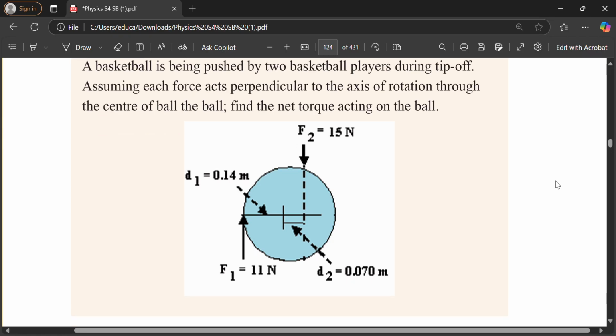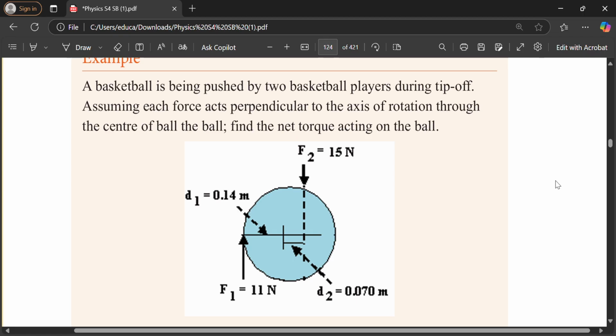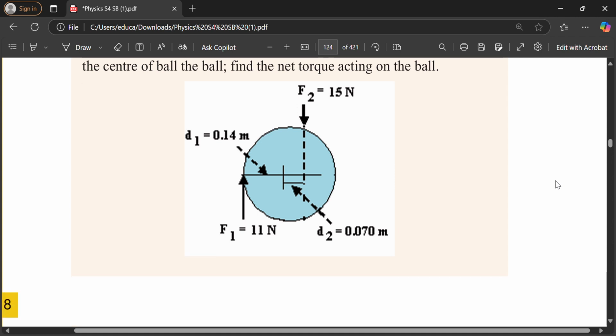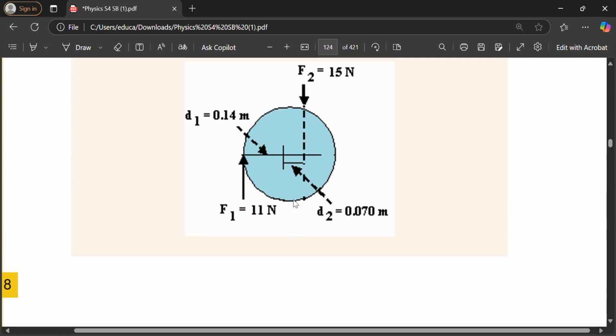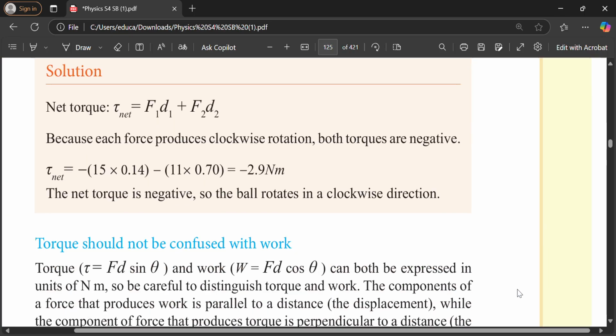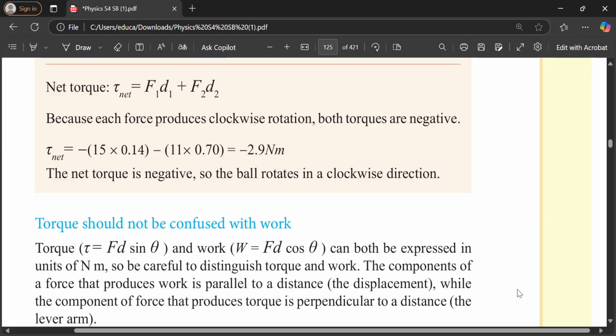Then an example: a basketball is being pushed by two basketball players during tip-off. Assuming each force acts perpendicular to the axis of rotation through the center of the ball, find the net torque acting on the ball. Right? It means someone is pulling the ball in one direction, and the other in the other direction, and they are asking us to find the torque. To find the net torque, it is F1, the first force times the first distance, plus the second force times the second distance. Then we see that distance 1 equals 0.14 and distance 2 equals 0.07. Because each force produces clockwise rotation, both torques are negative.